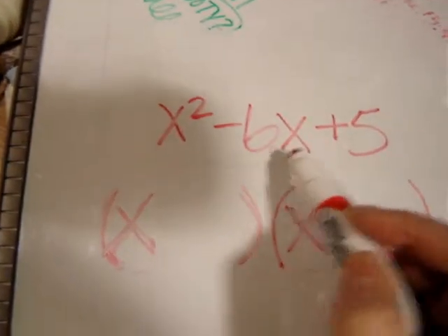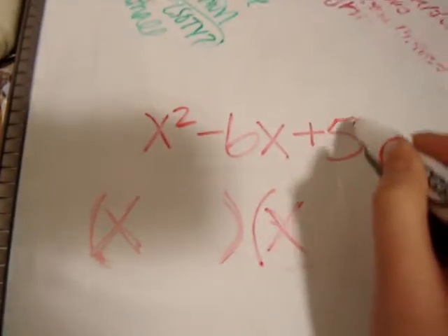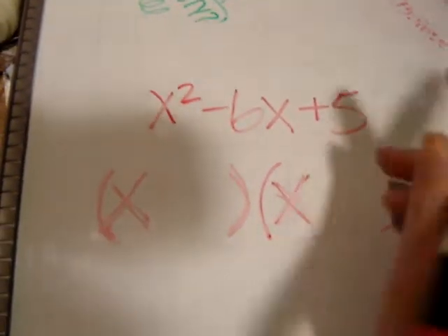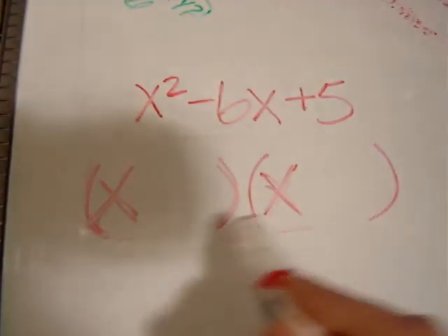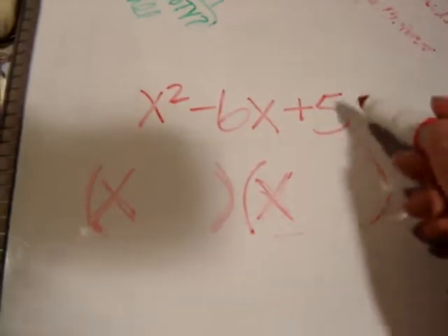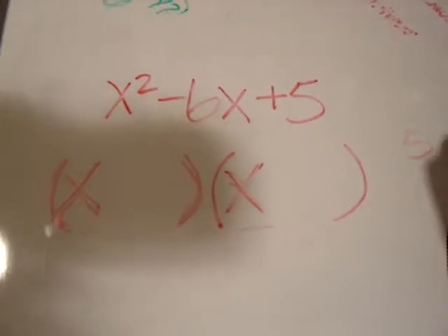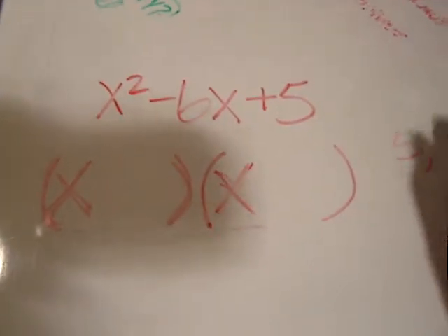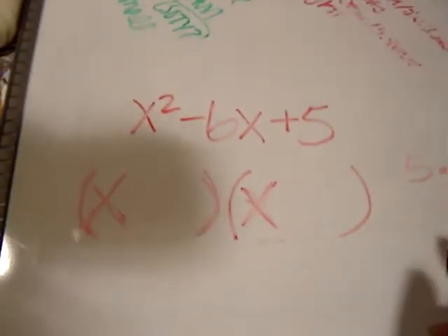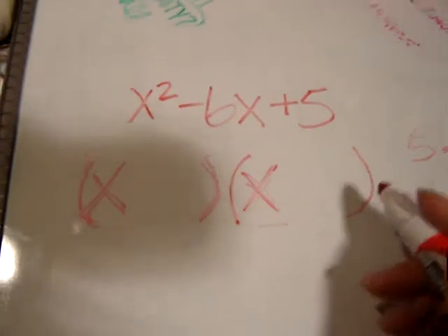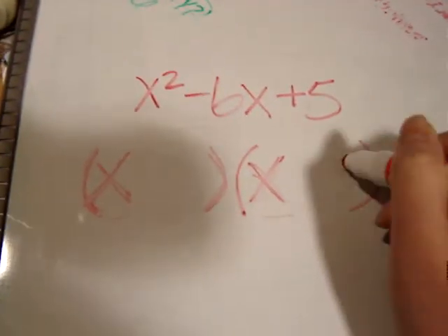So you look up here. Remember how you get this number, right? To get that number, you multiply these two numbers on the end. So what numbers can equal positive 5? You have 5 times 1. 5 times 1 equals 5. Is there any other way? No. So you know you're going to use 5 and 1 for these, so just put these in.